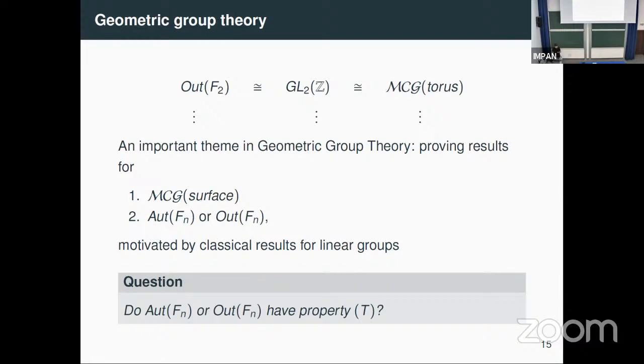And an actual question in this setting that's been open for a while is, do Aut(Fn) or Out(Fn) have property T? The same question applies to mapping class groups, but at this point nothing is known about that.